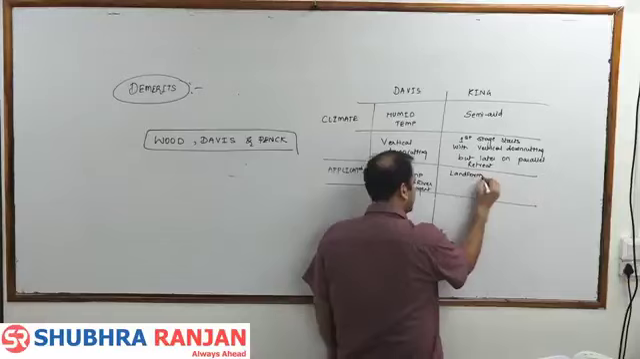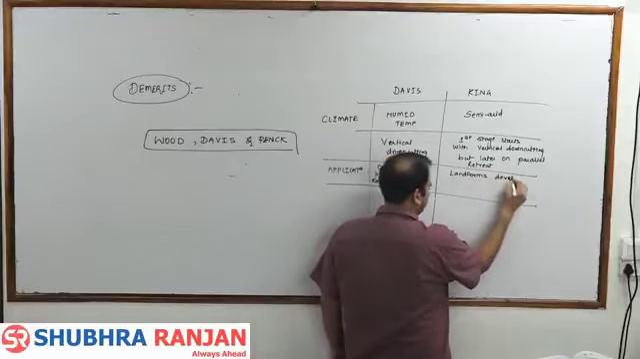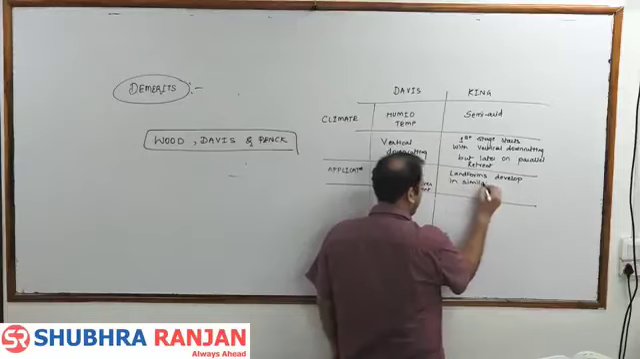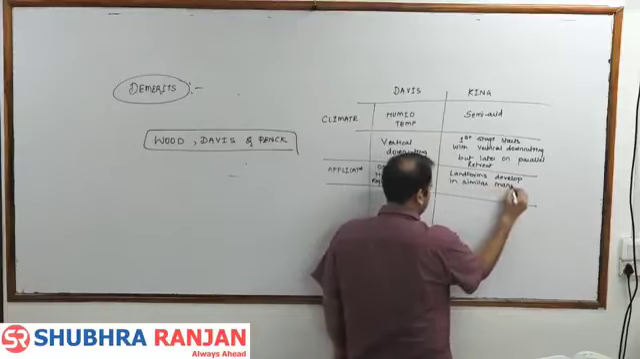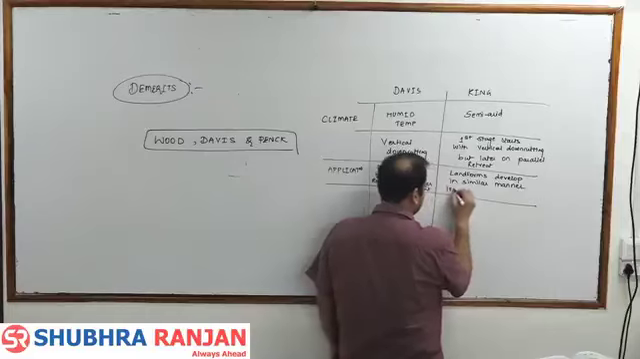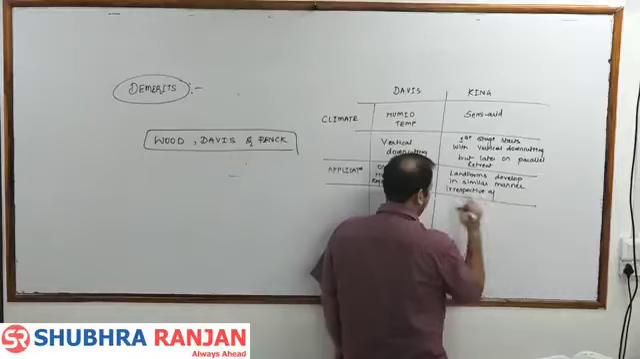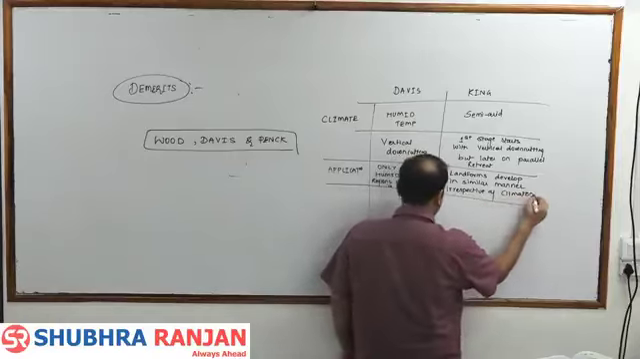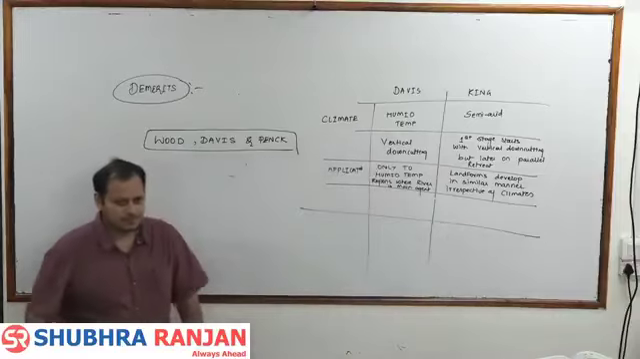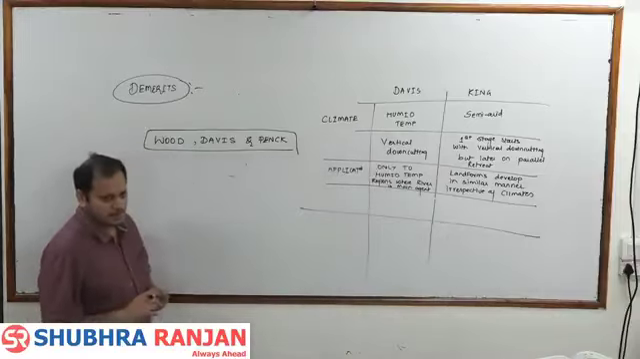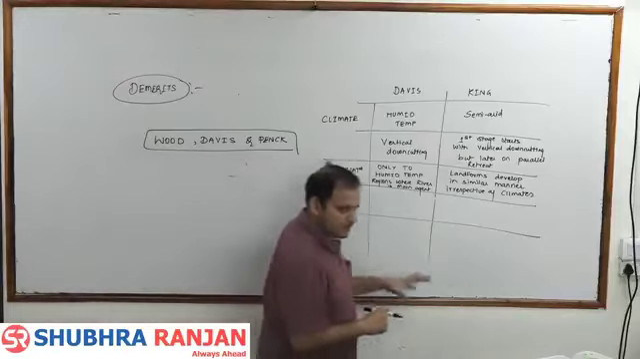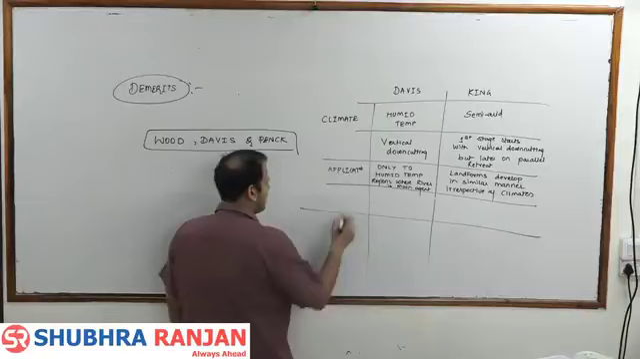ये क्या कहता है? Landforms develop in similar manner irrespective of climates. Core points. What was the another difference?